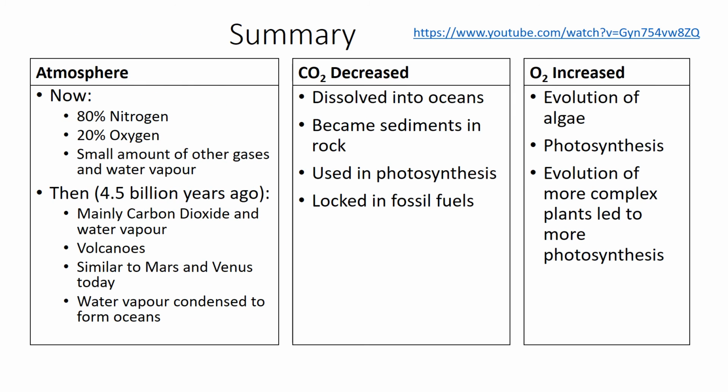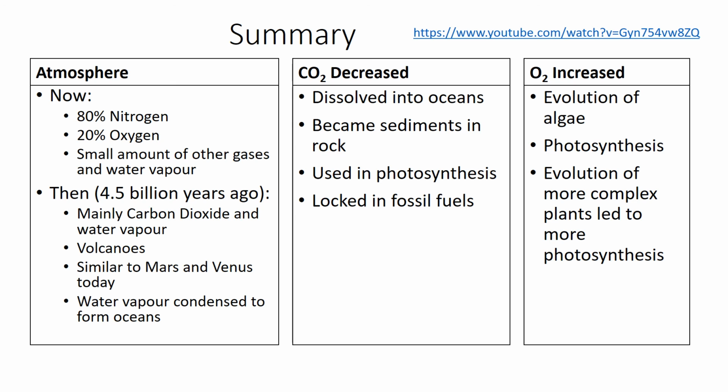So, just to summarise the key points from that. The atmosphere now is 80% nitrogen, 20% oxygen, and a small amount of other gases and water vapour. However, 4.6 billion years ago, it was mainly carbon dioxide and water vapour. And that was due to the large number of volcanoes, which also released nitrogen. We think it's similar to what Mars and Venus are like today, and the water vapour we know condensed to form oceans.